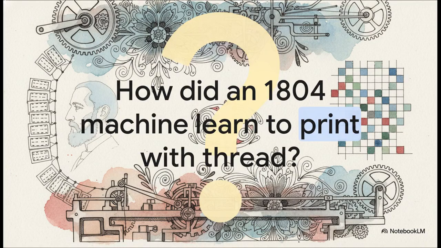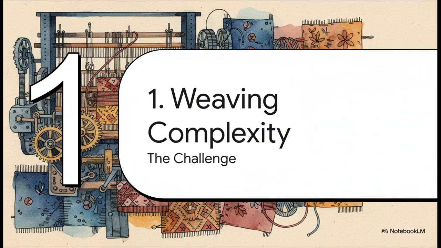So that's the big question, isn't it? How on earth do you program a purely mechanical device to create images with this kind of detail? Well, the answer is a story of pure genius, automation, and what you might even call the world's very first pixel.